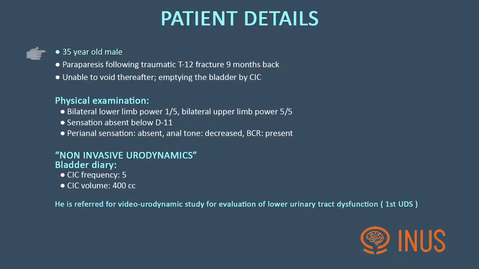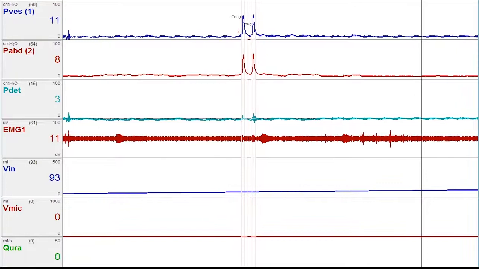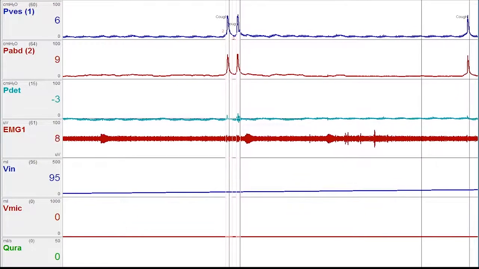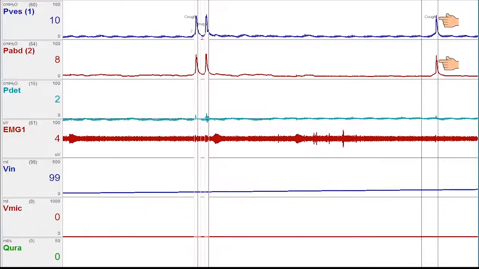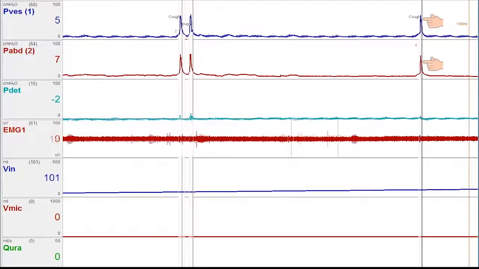Our next patient is a 35-year-old gentleman. He has paraparesis following a fracture of the T12 vertebra in January 2019. He has been unable to void since then and is on clean intermittent catheterization. The patient is in supine position, and we have started filling the bladder at the rate of 40 ml per minute. We have checked for quality control.